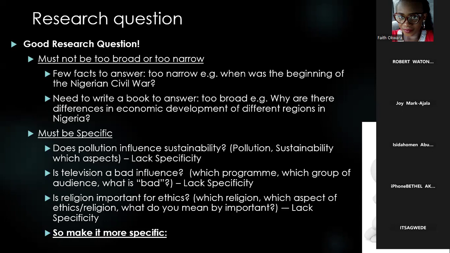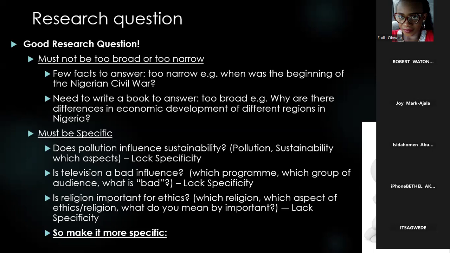So let's think about this. How can we make some of these very specific? Let's make them very, very specific. Anyone? Online, offline, physical, virtual? Anyone want to try? Trying to make those research questions we have there, how do we make them more specific? Remember, sustainability, for example, it has so many different dimensions. Pollution, there are different types of pollution. So we need to make those questions specific. You can reframe it in a different way, but as long as it's a question, it's fine.